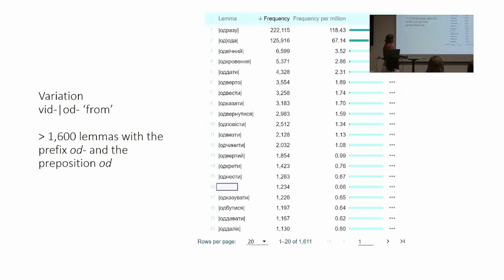In modern Ukrainian the standard is vid, and you can find in the dictionaries all these words with the prefix vid, and sometimes some of them with the prefix od are also included, but not so many lemmas as we need, as we find in texts. And this od variant is still used. We can find it in internet communications of those regions where it is present in dialects.